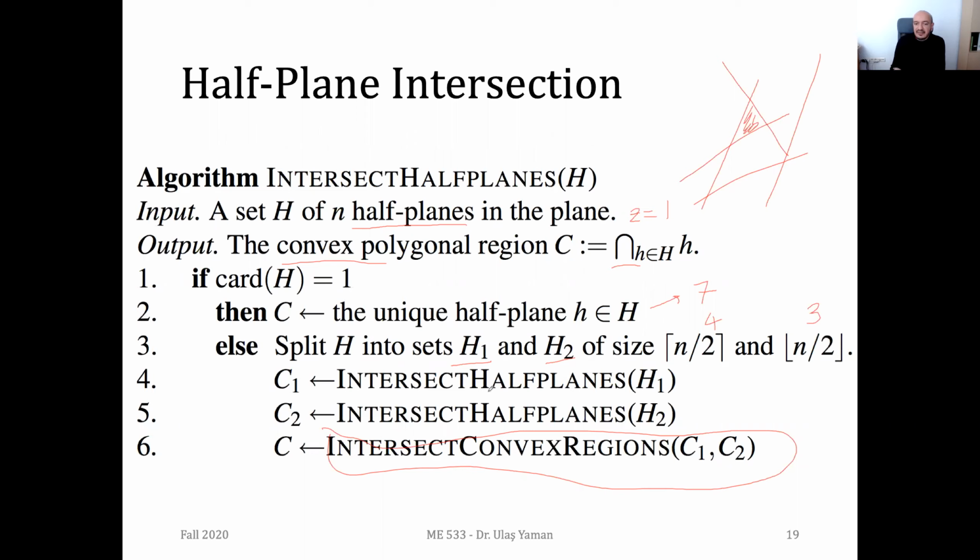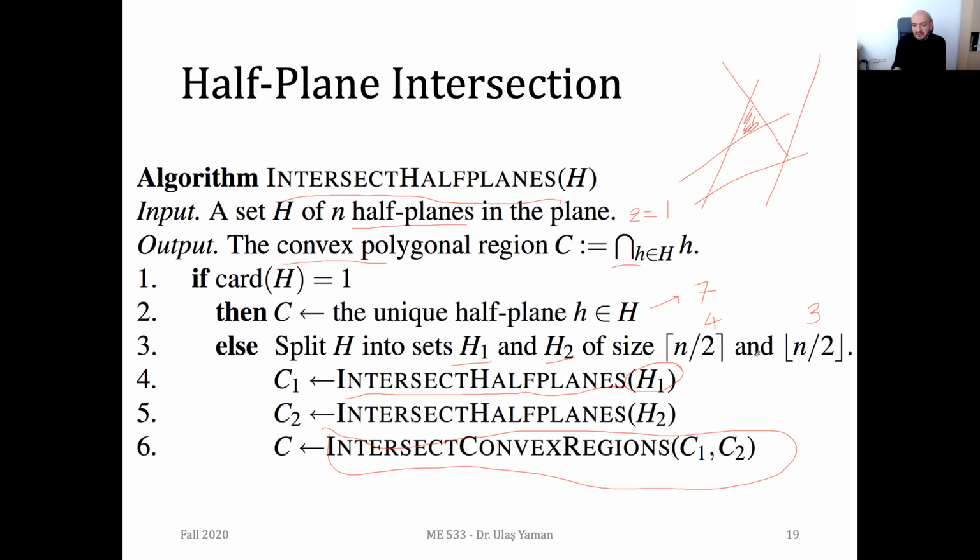But let's focus on the first case here, H1. Can everyone comment on this algorithm? We have a nice property, and what is that? Did you realize it? It's a recursive algorithm. This is the main thing about this algorithm: it is calling itself, right? The name of the algorithm was intersect half planes, and now we are calling the same function inside that function. So this is a recursive algorithm.